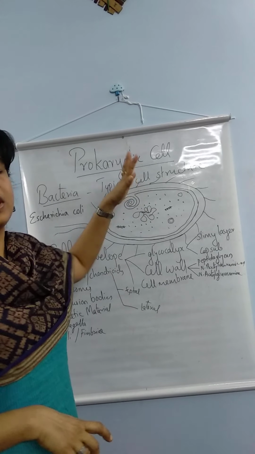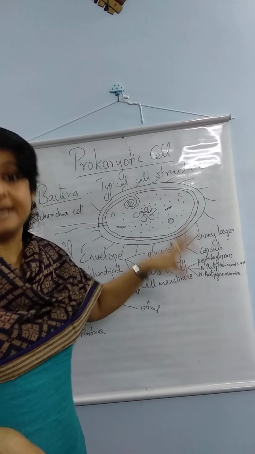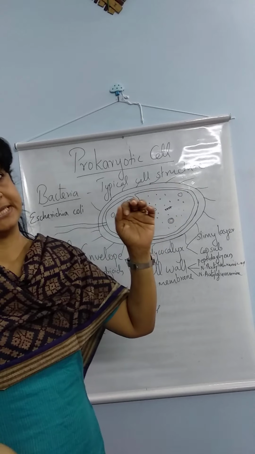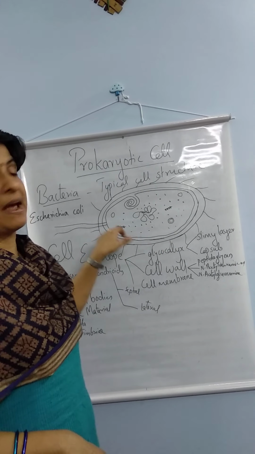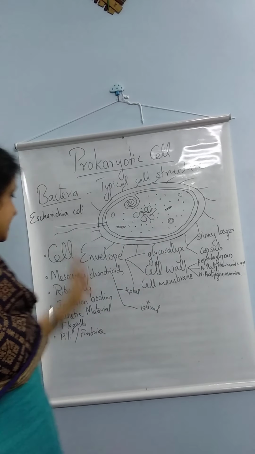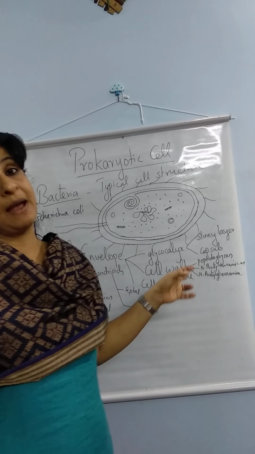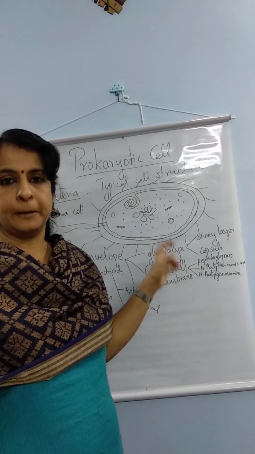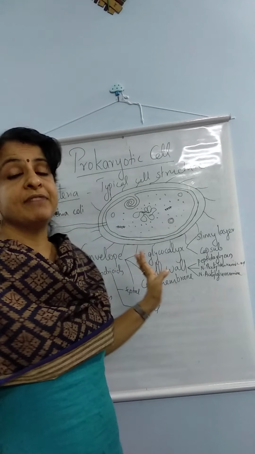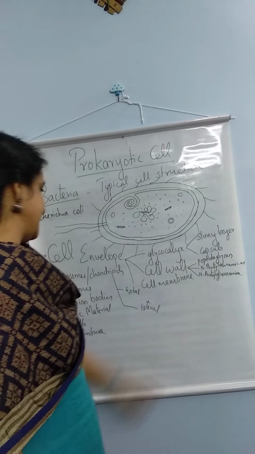And the same protein will be synthesized simultaneously by all these ribosomes. So a group of ribosomes attached to the mRNA is called polyribosomes or polysomes. Okay, so their function is also protein synthesis.